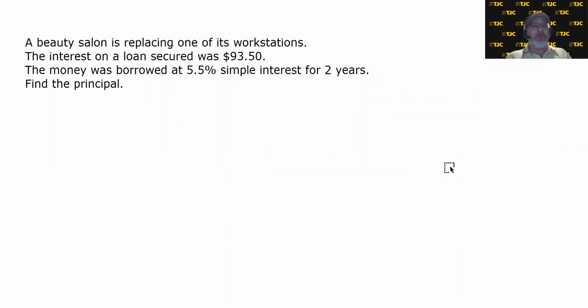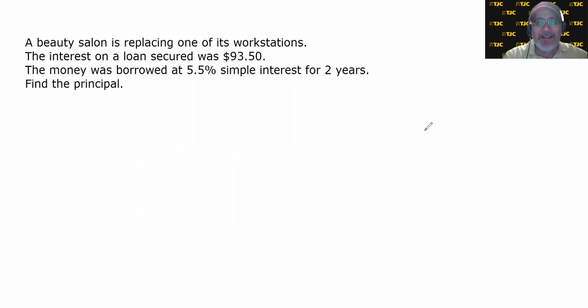A beauty salon is replacing one of its workstations. The interest on a loan secured was $93.50. The money was borrowed at 5.5% simple interest for 2 years. Find the principal. Normally, I would go through and highlight everything, but everything in here is fairly well defined and straightforward. So let's just get right to it.